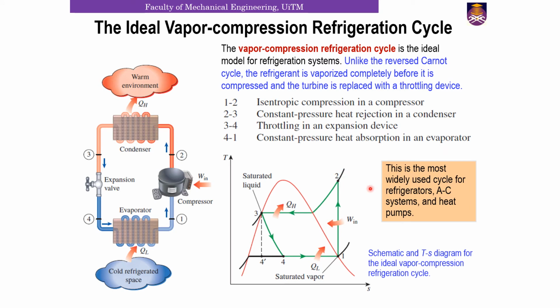So this is the most widely used cycle for refrigerators, air conditioning systems, and also heat pumps. So we don't use the Carnot. The reverse Carnot cycle is only for the theoretical, but we will use this ideal vapor compression refrigeration cycle.